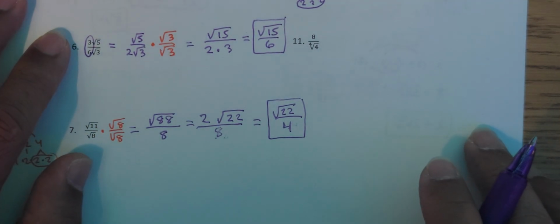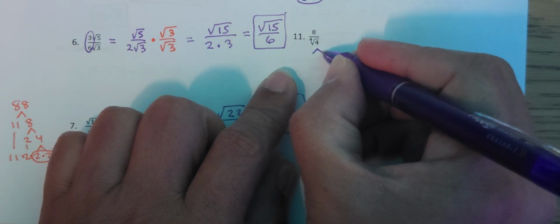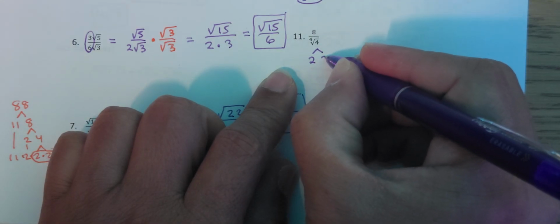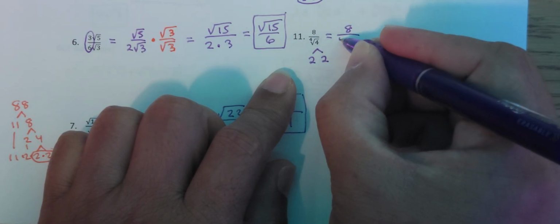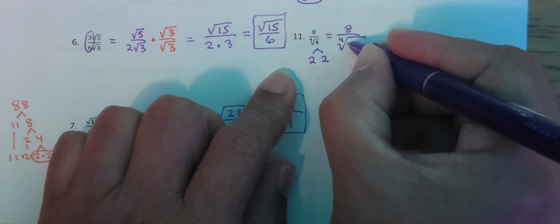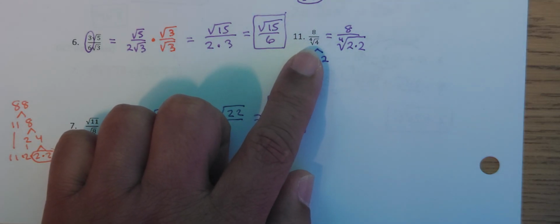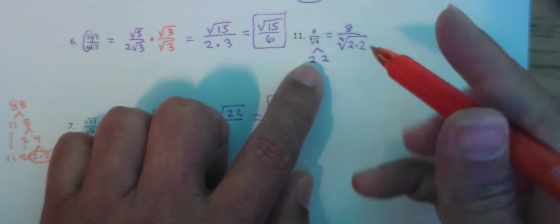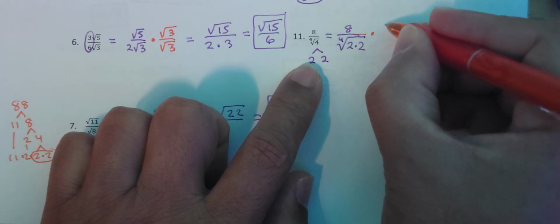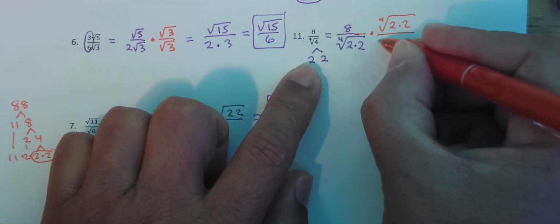All right, number 11. So the last example. So I'm not going to do a large number here. I'm just going to remember that 4 is the same as 2 times 2. So then this is 8 over the 4th root of 2 times 2. Even though I could multiply by 3 fourths more, I just want to make it simpler for myself. Okay. So since I have 2 2s, that tells me that I need to multiply by the 4th root of 2 times 2, numerator and denominator.